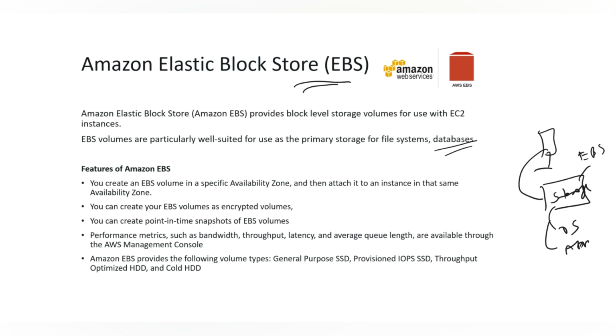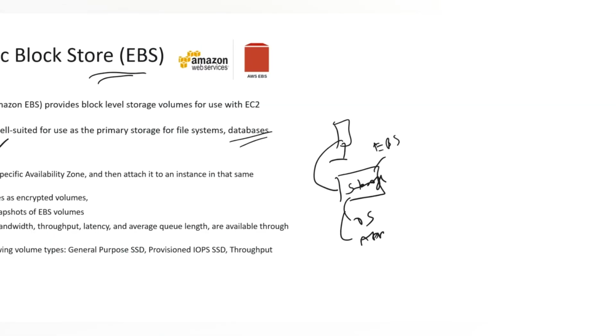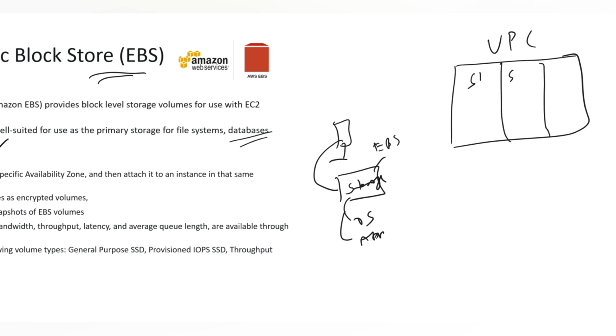The first feature of Amazon EBS is that you can create an EBS volume in a specific availability zone and then attach it to an instance in the same availability zone. For example, you have a VPC, and in this VPC you created three subnets: subnet 1, subnet 2, subnet 3. Subnet 1 is in one availability zone, subnet 2 is in another availability zone, AZ2, and subnet 3 is in AZ3. If you create an EBS volume in a particular availability zone, you have to create the virtual machine in that same zone, and then you can attach it.